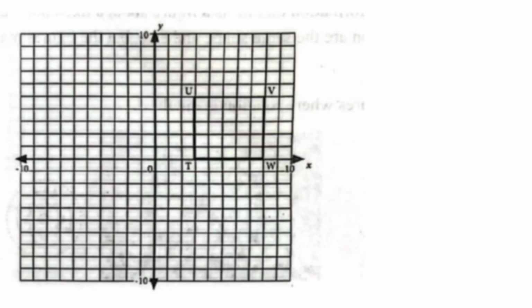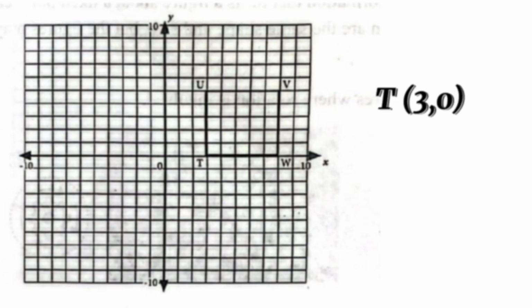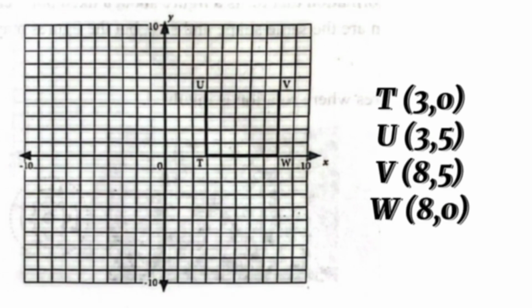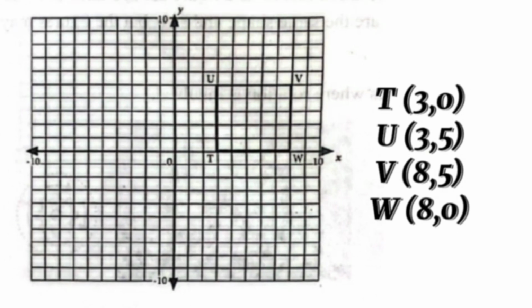Now, let's identify the current coordinates of each point. Point T has coordinates of 3, 0. Point U has coordinates of 3, 5. Point V has coordinates of 8, 5. And point W has coordinates of 8, 0.